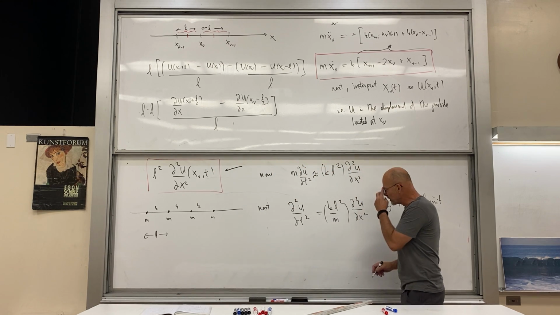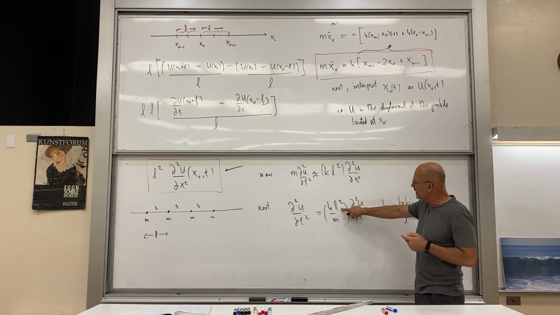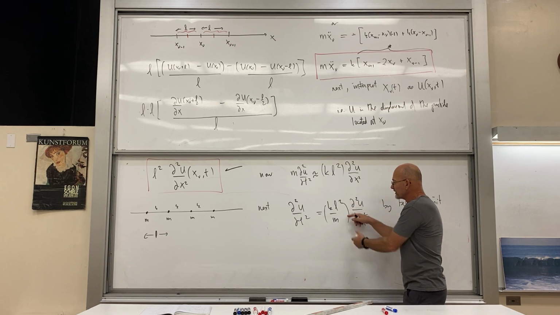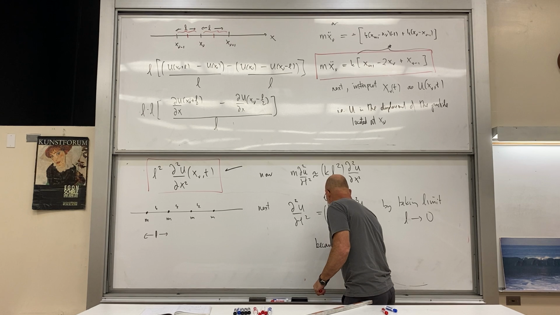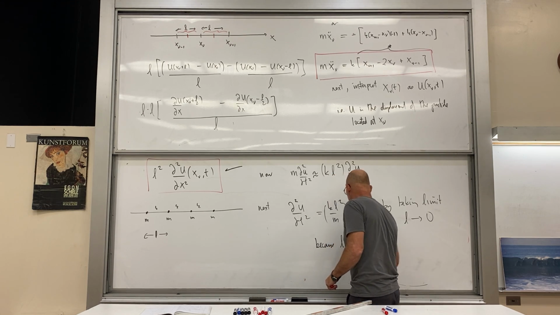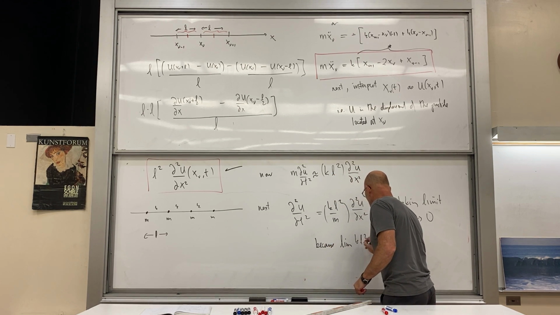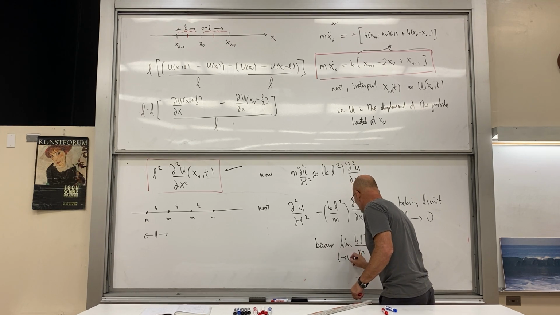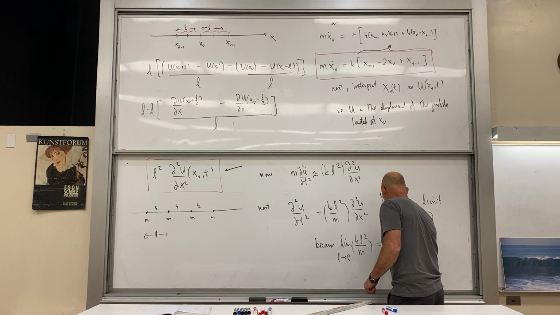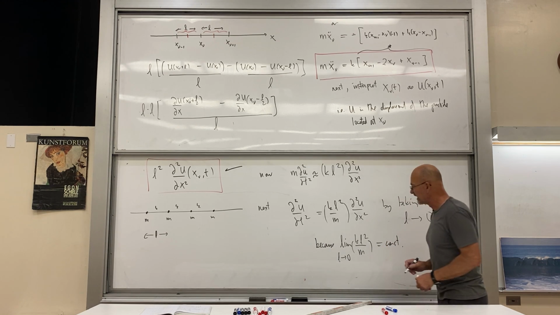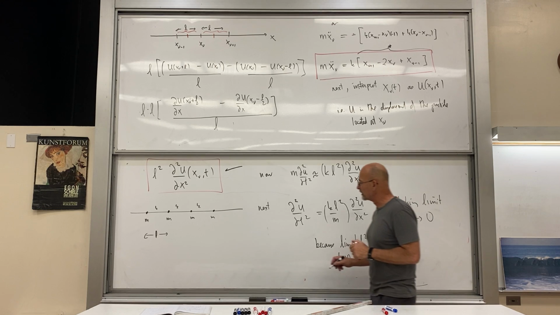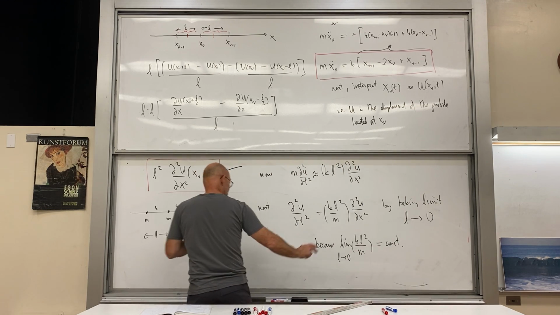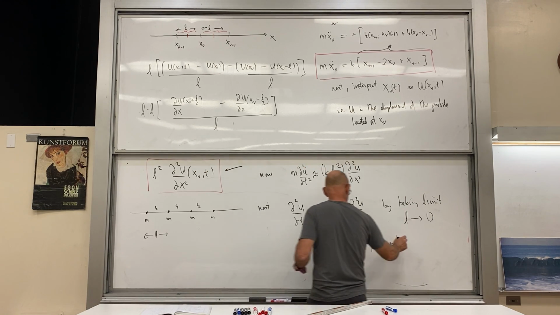So here's what we're going to do. It turns out that this limit as L goes to 0 remains constant. Because limit K L squared over M as L goes to 0 is constant. And the proof of that is kind of interesting, okay? Here's what we do. So we're going to prove this thing.